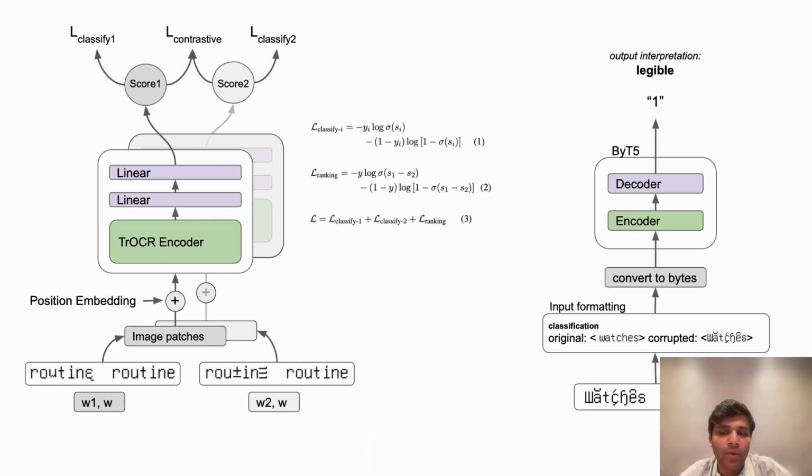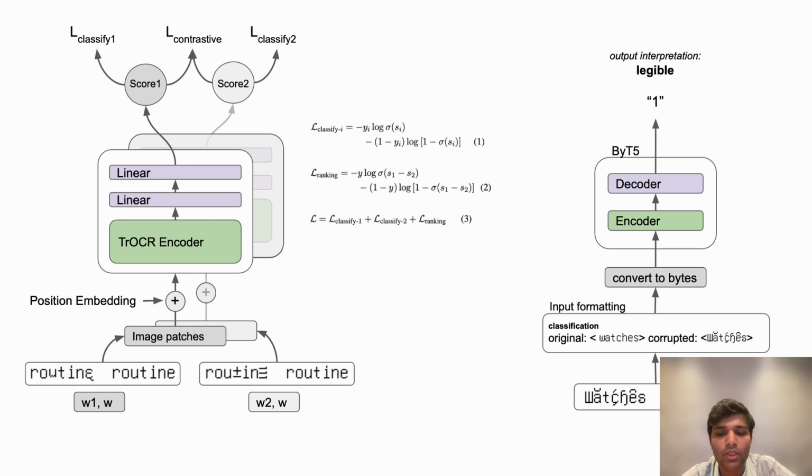And then on the right, we have ByT5, which is a token-free model, so it works particularly well with just free-form Unicode input. And for ByT5, we have a sequence-to-sequence setup where the input pair is fed in as a text prompt, and the model outputs a number indicating the predicted label. And we fine-tune this using just the default cross-entropy loss.